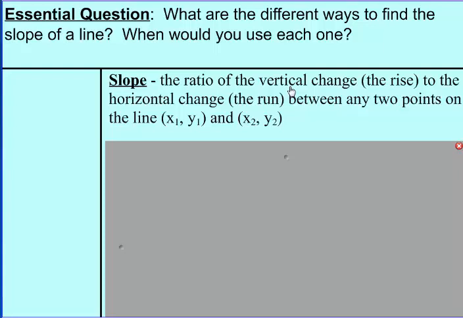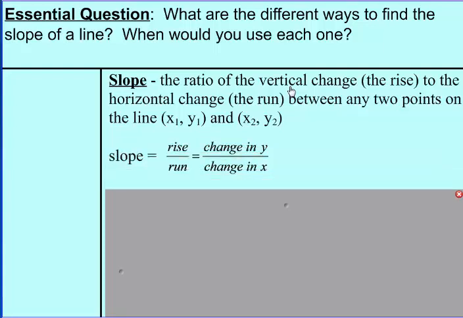Okay, so the slope is the ratio of the vertical change, the rise, to the horizontal change, the run, between any 2 points on the line. And so we usually number the points x1, y1 and x2, y2. So there's 3 different ways that we can look at it.